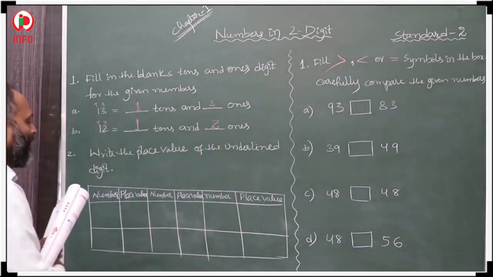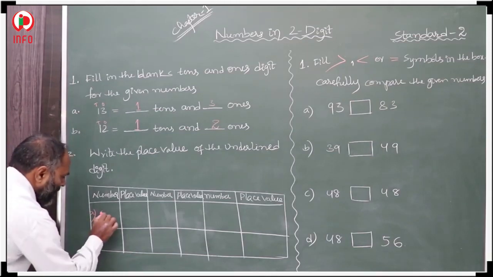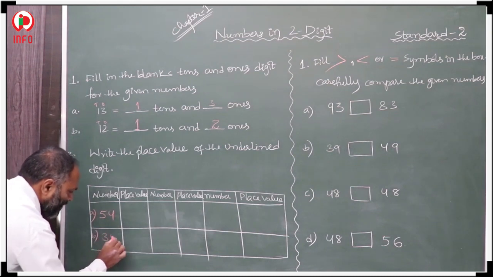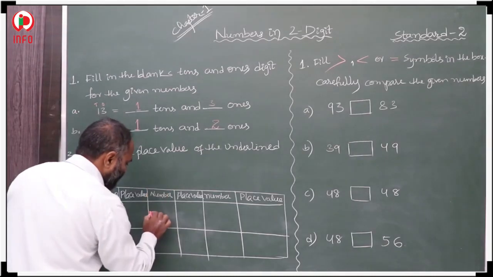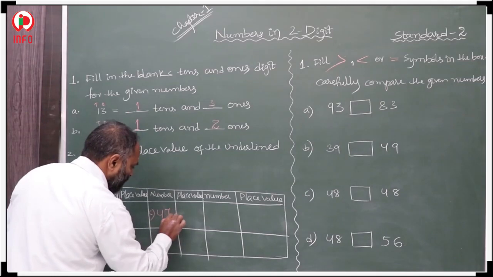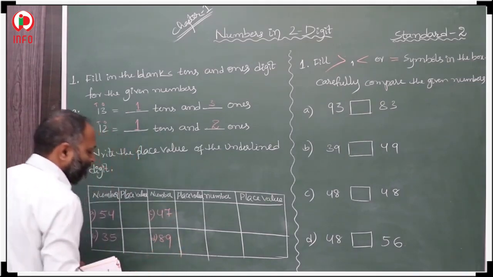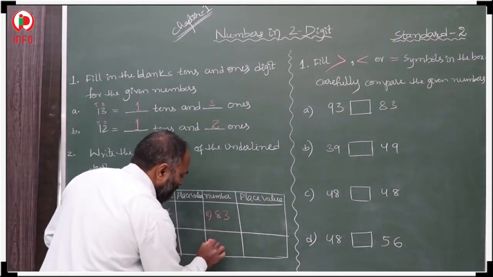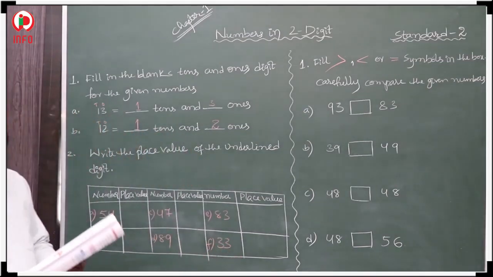Some numbers are given and we have to write the place values. In the first question, the number given is 54. In the second question, the number is 35. In the third question, the number is 47. In the fourth question, it is 89. Then 83. In the last question it is 33. These are the numbers given.